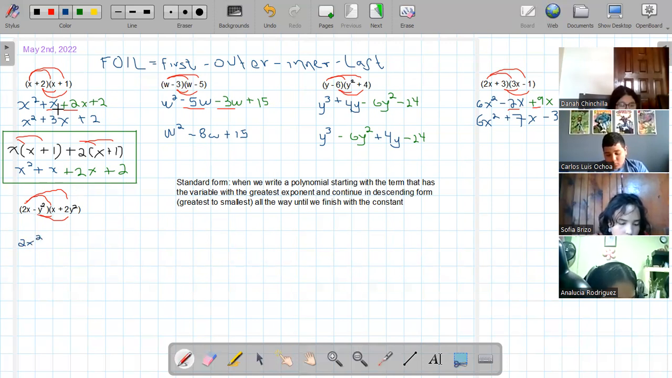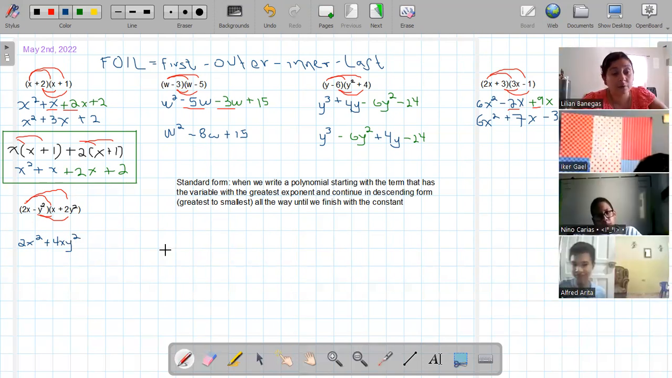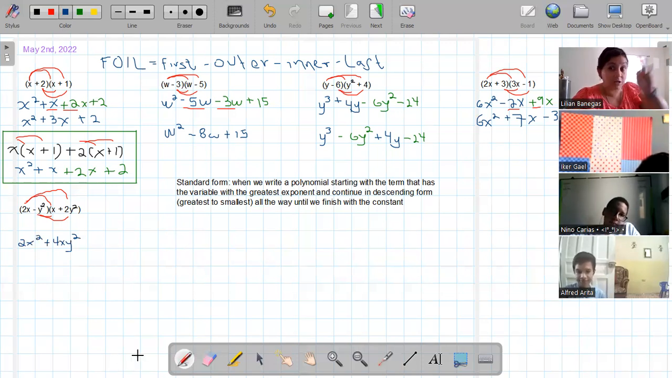2x times 2y squared. 4xy squared. 4xy squared. Very good. Why am I writing that? Because they're different variables. So they're not like terms of variables, so I cannot multiply them. So I write them right next to each other, just like we did when we were multiplying monomials.